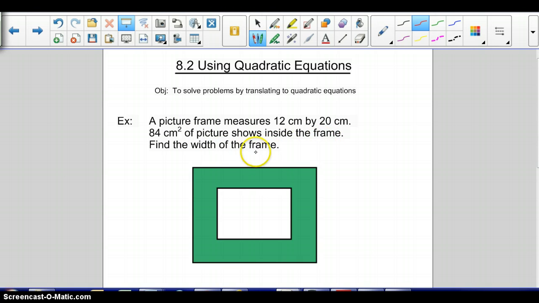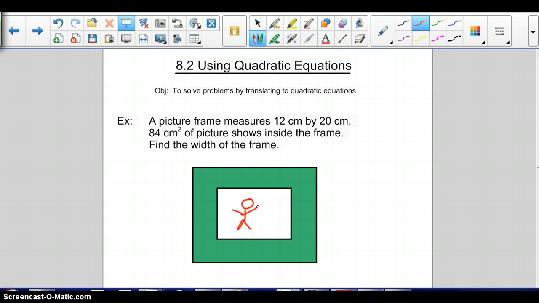Whenever we're approaching these word problems, it's best to always use the information we're given and try to make sense of that and use a picture. So luckily we have a picture here. We have a picture of a picture frame. And there's somebody inside waving at you.